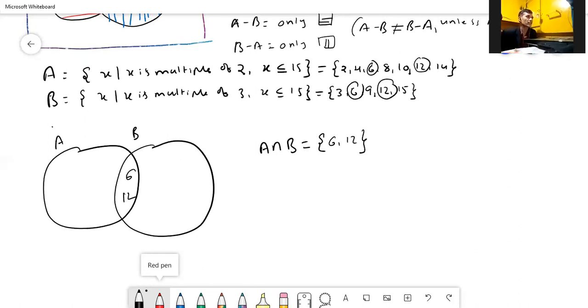Now here, one minute. This region will contain multiples of 2 only, that are multiples of 2 but not 3: 2, 4, 8, 10 and 14. Okay, next this side, the multiples of 3 only, multiples of 3 but not 2: 3, 9, 15. Okay, so now we can define all set operations. Next, see, we'll write A union B.